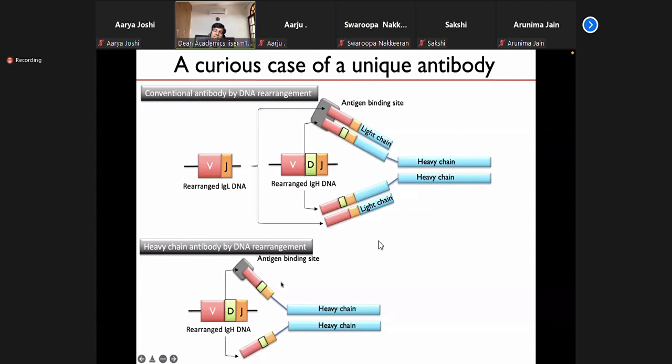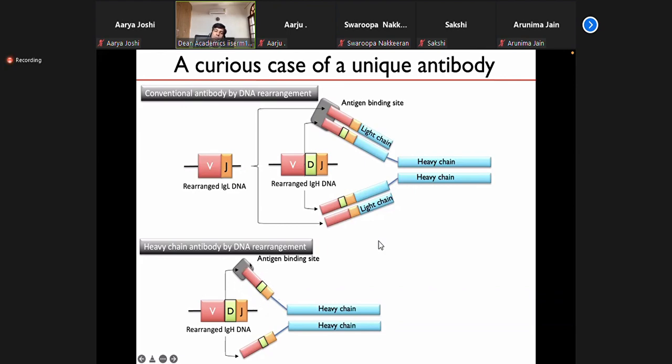We call it the variable region. For the conventional antibody, we call it VH for heavy chain and VL for light chain. So here you have the variable region of these unique kinds of antibodies. We call it VHH, the variable region of the heavy chain of heavy chain antibodies. So VHH in short.